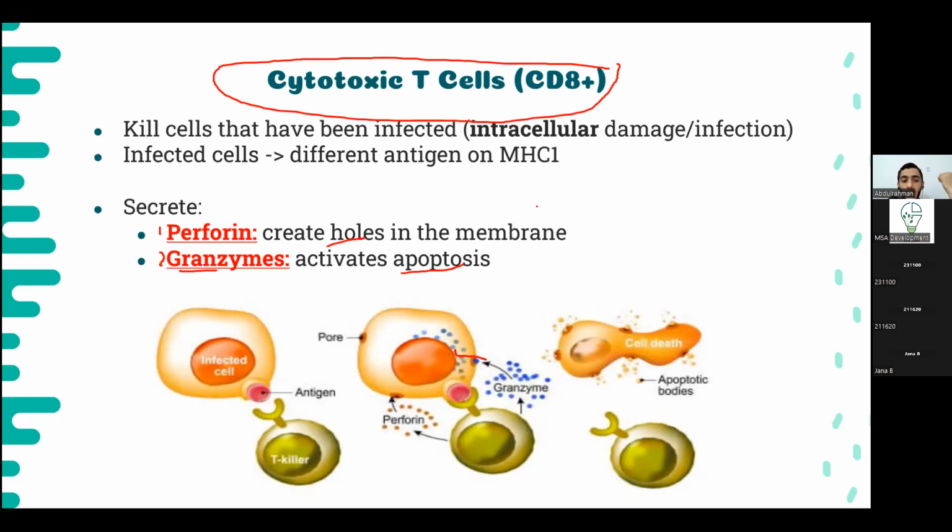Cytotoxic T cells secrete perforins and granzymes. Perforins are going to be creating the holes, granzymes are going to be activating the apoptosis system, and the cell is going to die. Again, they're going to be binding on the MHC1 to activate or to kill intracellular pathogens.